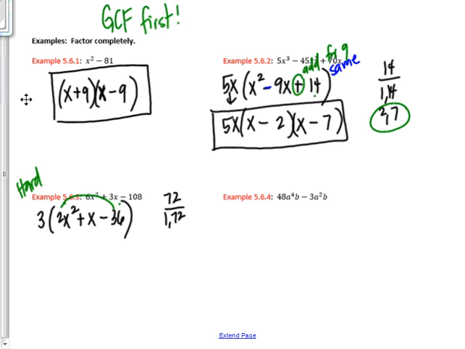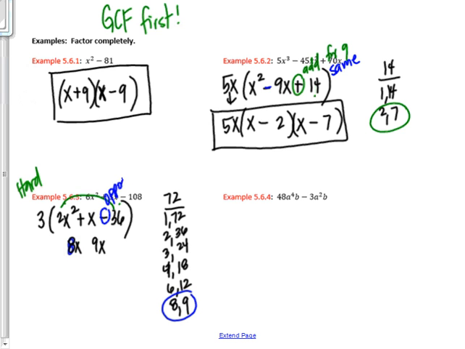Okay, 1 times 72, 2 times 36, 3 times 24, 4 times 18, 5 won't work, 6 times 12, 7 won't work, and 8 times 9. Okay, which one of these is going to subtract and get me the 1? Good. 8 and 9. So I'm going to write these as 8x and 9x. Okay, now you know if you circle a minus, they get opposite. So to get a positive 1x, what are the signs? You need a positive 9 and a negative 8.